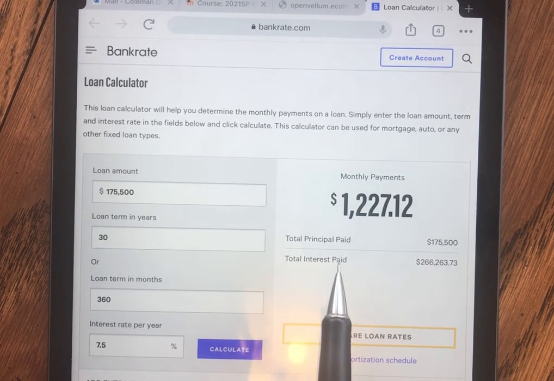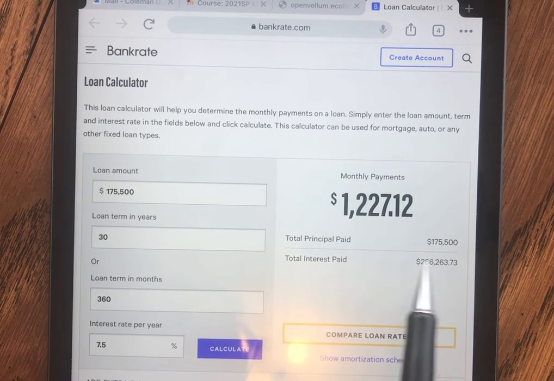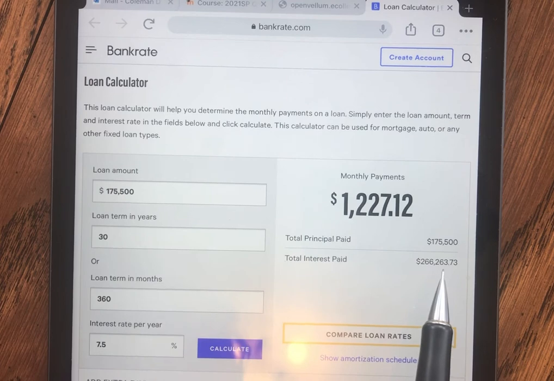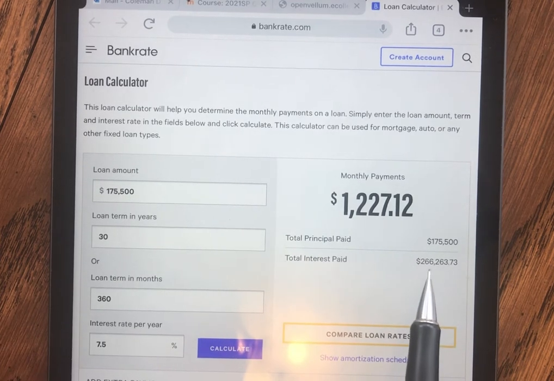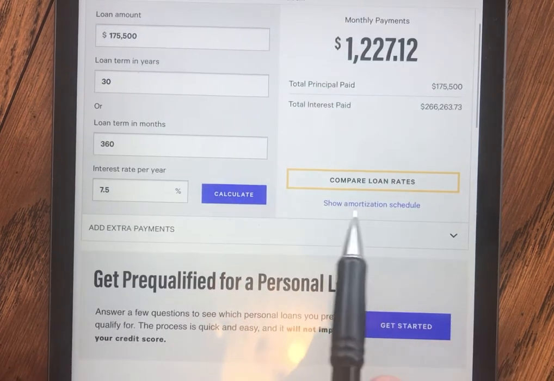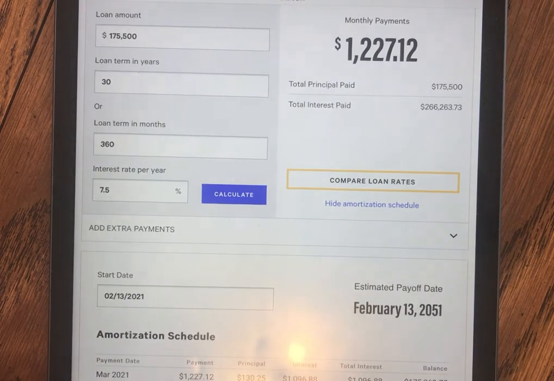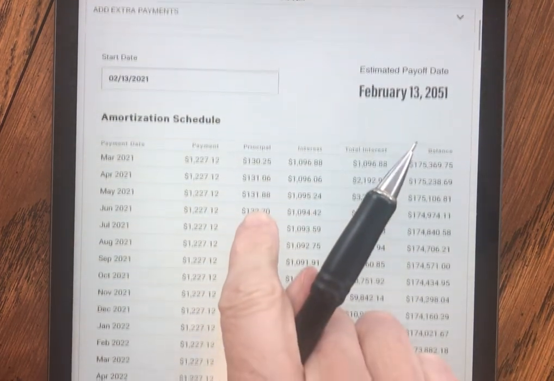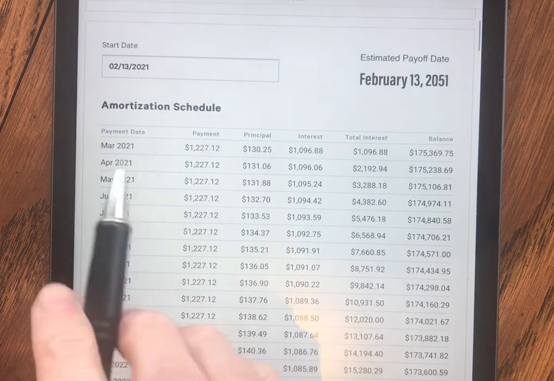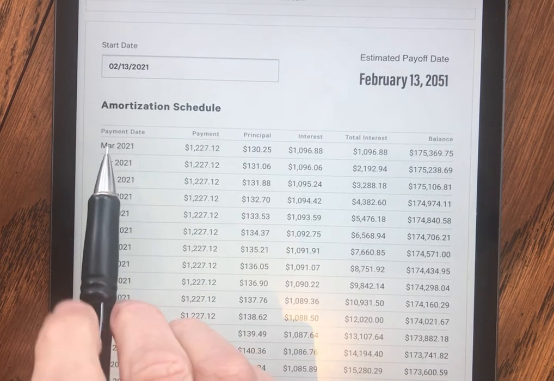Okay, now, in the previous video, we talked about the total interest that was paid. It's slightly different than ours because of some rounding over the 360 months, but it's very close, within a couple of dollars, the amount of interest you're going to pay. Now, as I scroll this up, you'll see a link here, show the amortization schedule. I'm going to press that. And here's the schedule. Here's the first payment. Okay, it's not saying payment 1, but it's the first on the list.